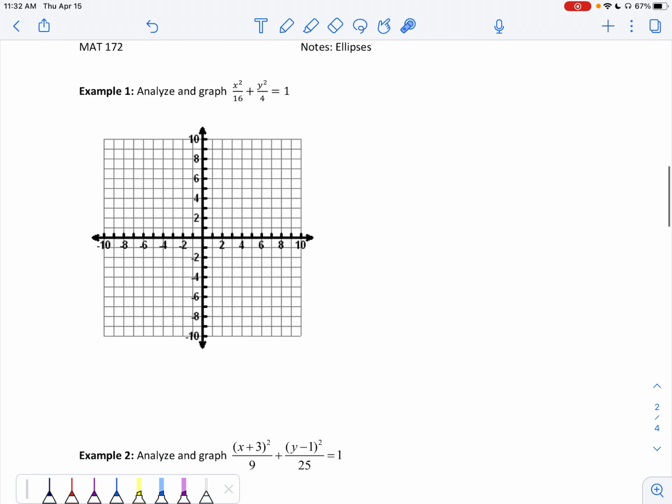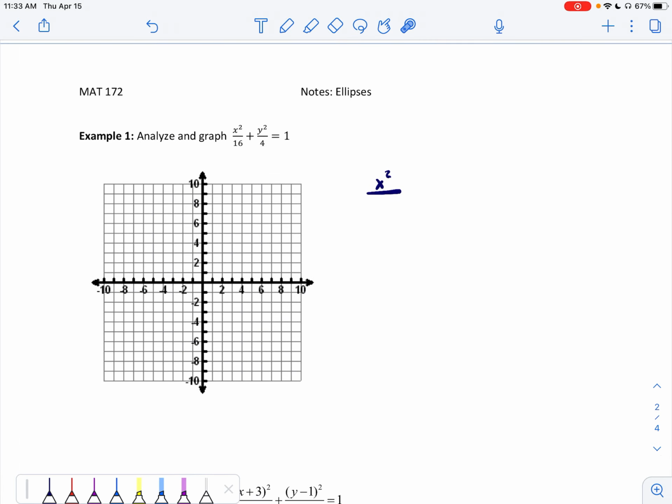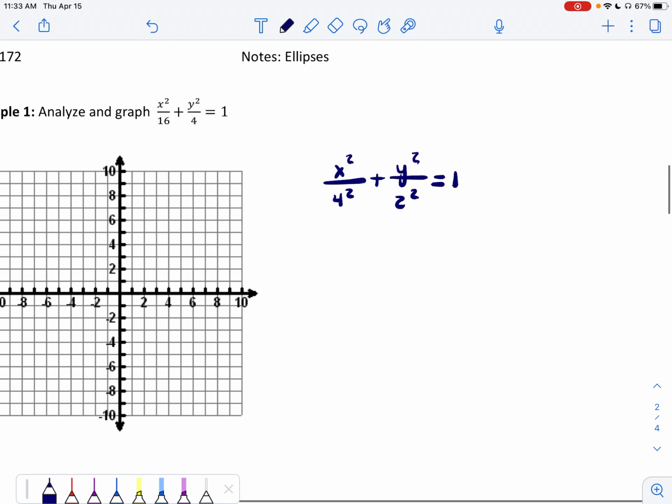So let's start with example 1. We want to analyze and graph the equation. Okay. All right, so to start with, I want to figure out what my a and b values are. So I'm just going to rewrite this. In these equations, notice it's always a squared and b squared. So I want to start by rewriting the 16 and the 4 as a quantity squared. Okay, so of course 16 is 4 squared, and 4 is 2 squared.